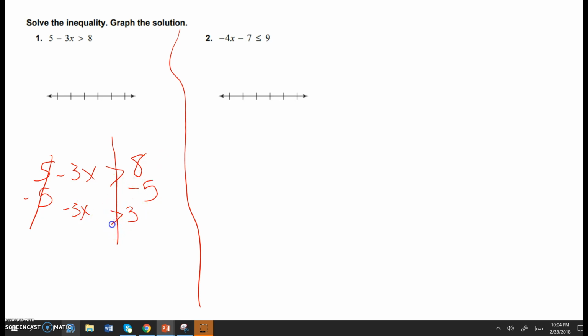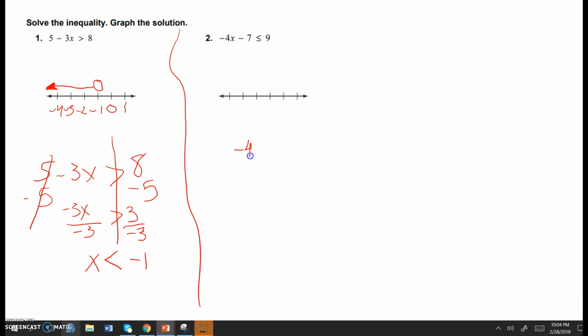I'm going to keep our sign for right now. We've got negative 3 times x, so we're going to divide this by negative 3. We're left with x over here, negative 1 over here, and because we divided by a negative, we're going to flip the sign. So I'm going to fill in my number line. It's going to be an open circle above 1, and x is anything less than negative 1. So we're going this way.